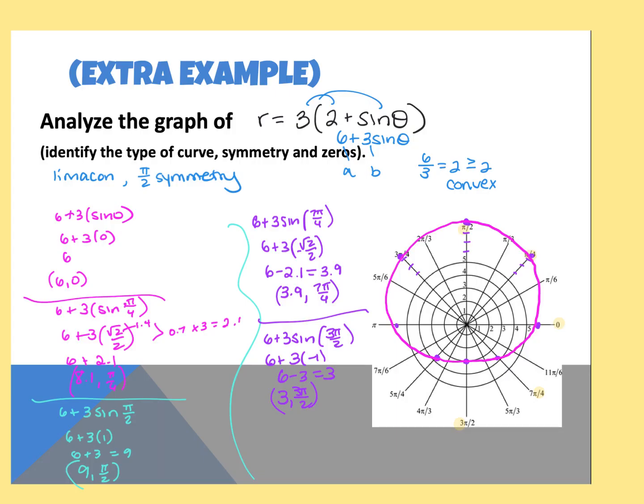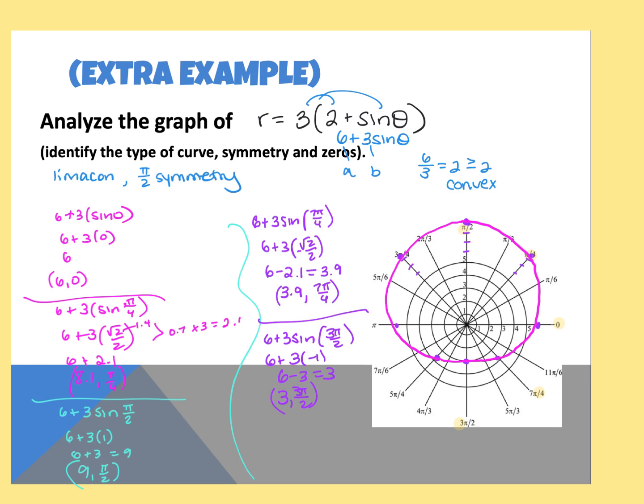So this is the first time that we've plotted a convex limaçon together. It is a limaçon. I know this because I'm adding and subtracting a number. You do have to distribute the 3 at the front, and you end up with 6 plus 3 sine. Sine is in it, which means there's pi over 2 symmetry. So I plugged in points on the right side of my graph, and then I would duplicate it over to the left. The A ended up being 6 and the B 3, and that is 2. 2 is greater than or equal to 2, which means it is convex.